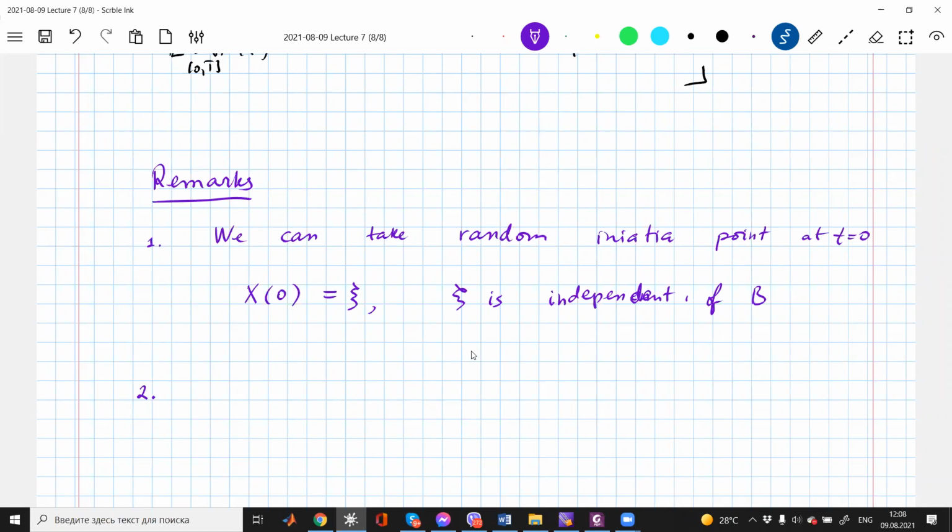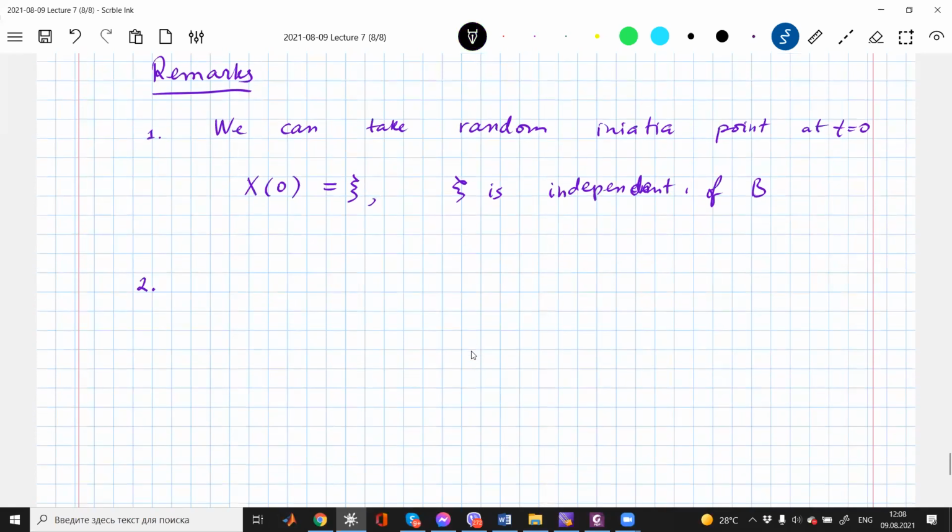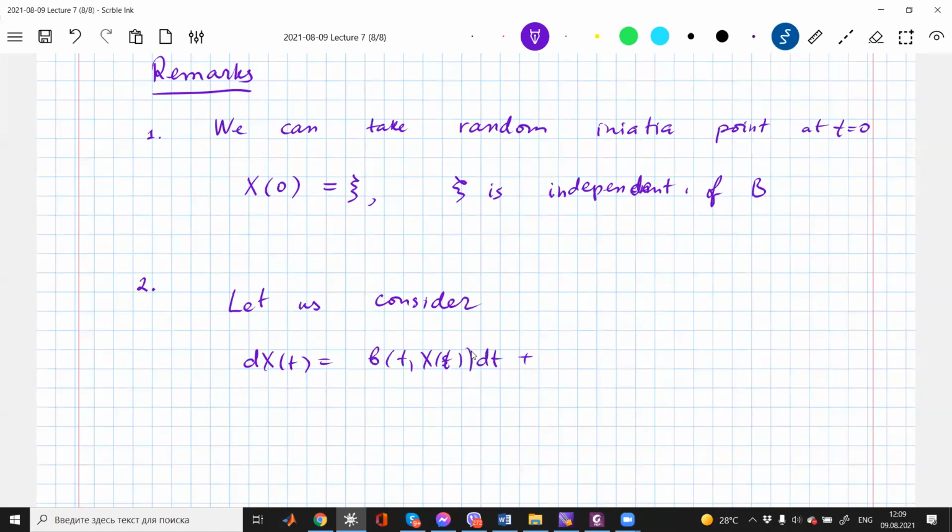And the second, that we can consider the solution as a function from initial point. So what do I mean? Let us consider the stochastic differential equation as before. X_t is equal to b(t, X_t) dt plus sigma(t, X_t) dB_t.